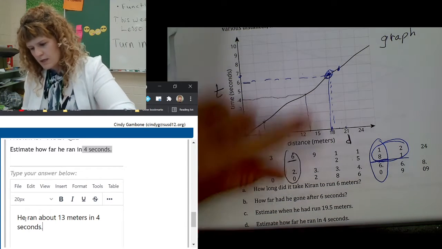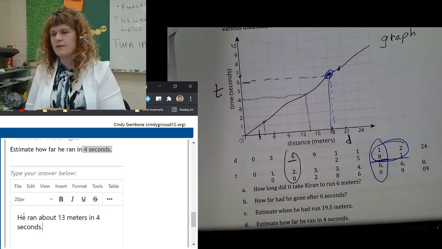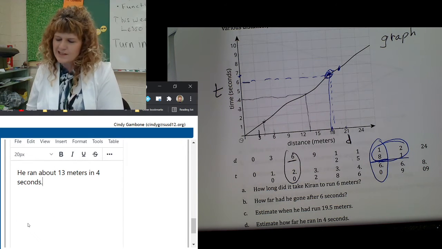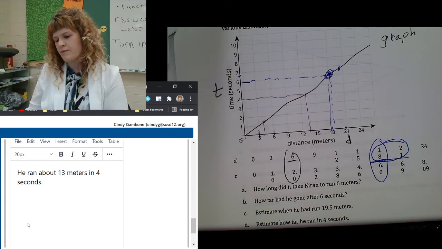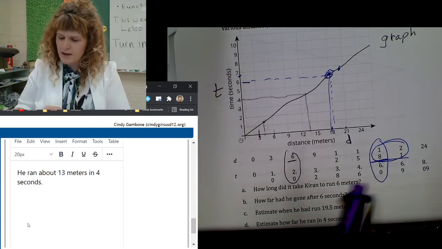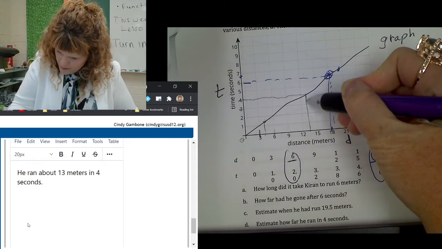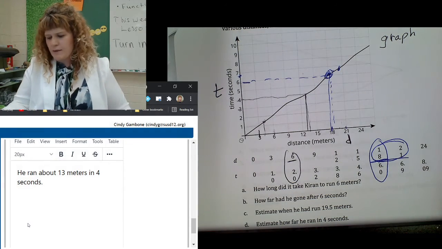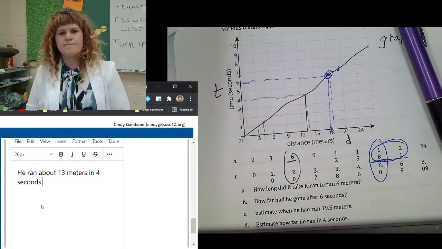If you disagree, if you can read the graph even better than I can, please put in your answer. If you think it's not 13, but maybe it's 12.5 or 13.5, if you can draw your line really straight and read it better than me, go ahead.